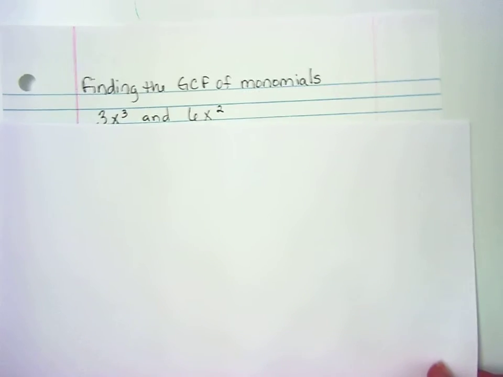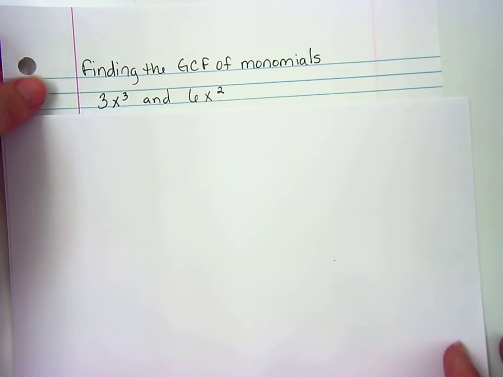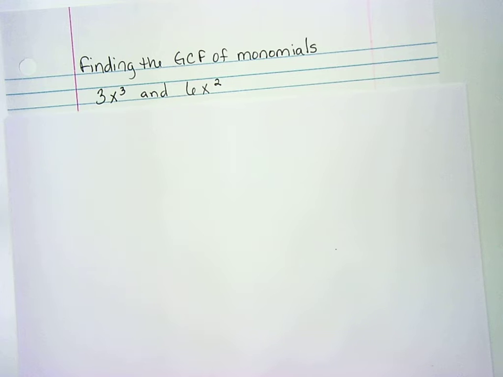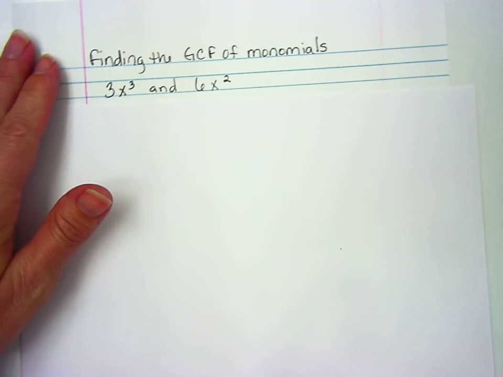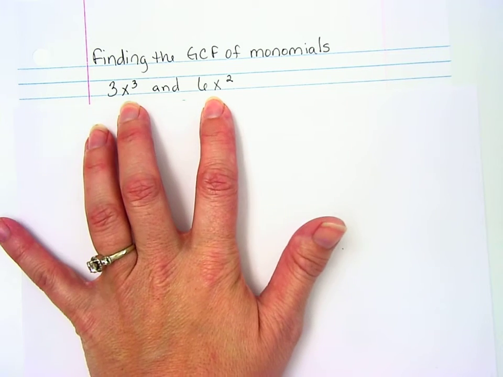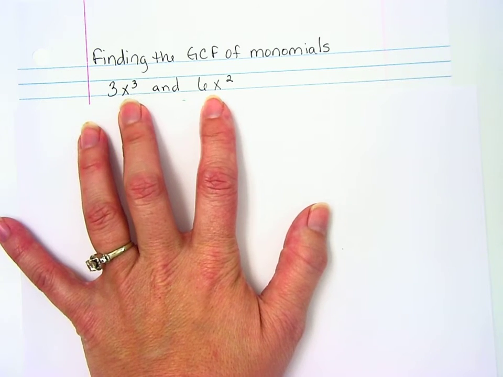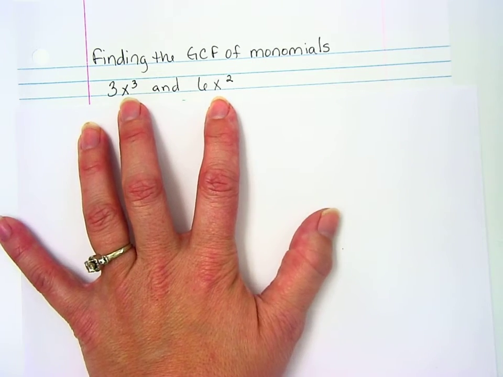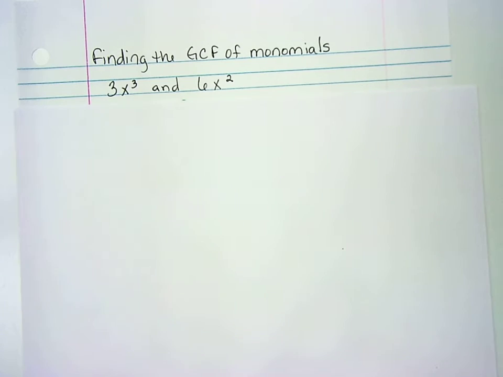Now we're going to talk about finding greatest common factor of monomials, just single terms. I have 3x cubed and I have 6x squared. So I need to find the largest numerical factor, greatest common factor, and then I'm going to look at what these two terms have in common between the variables. So I'm going to pull out the common things.